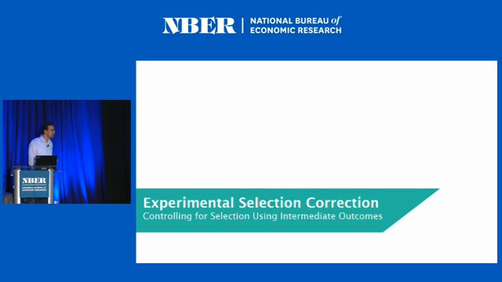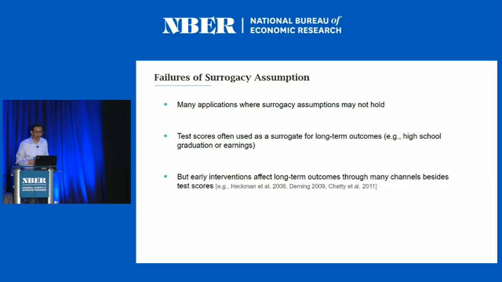is a situation where we think these strong surrogacy exclusion restriction type assumptions that we had in the first two cases don't hold. So what can we do in those kinds of contexts? So I think there are many applications, I've encountered a number in my own work, where the surrogacy assumptions feel like they might not hold.